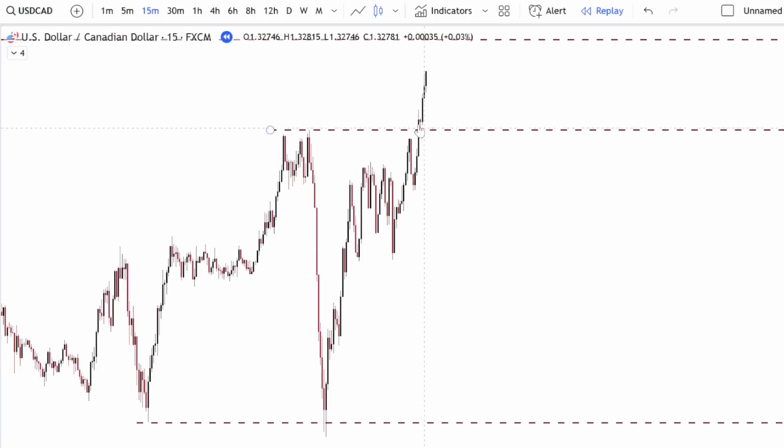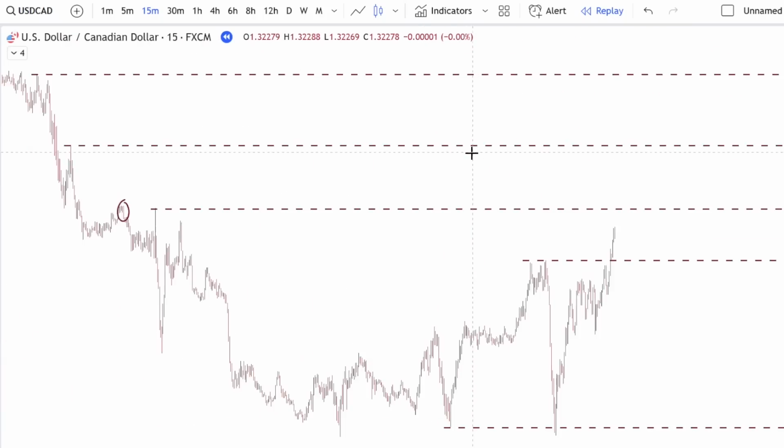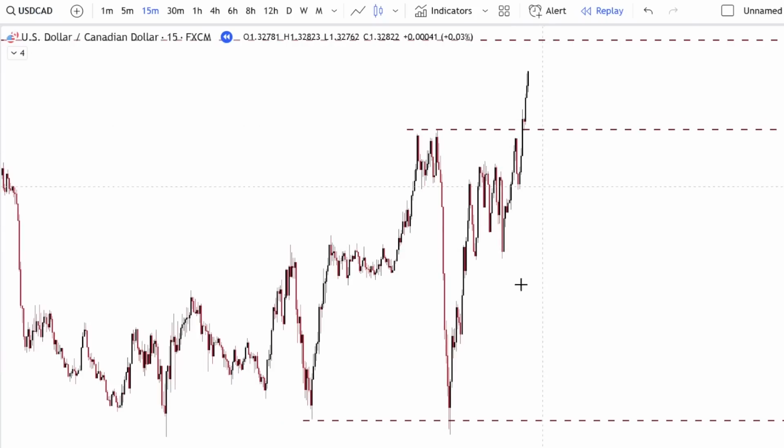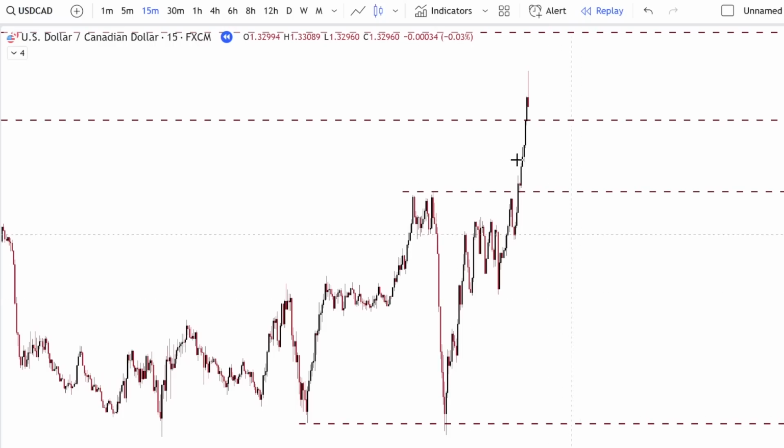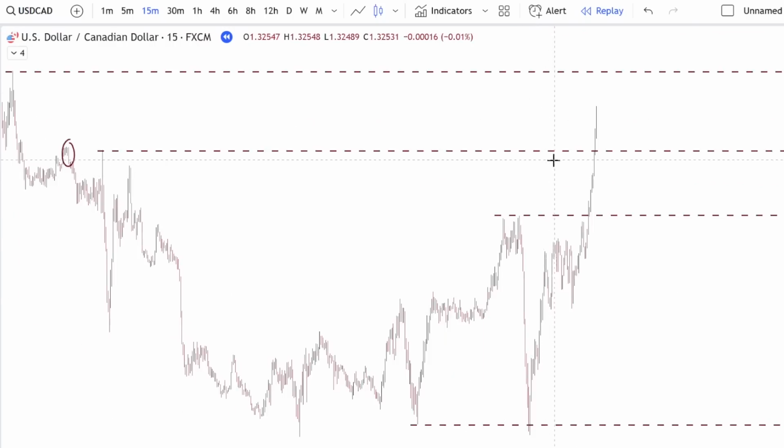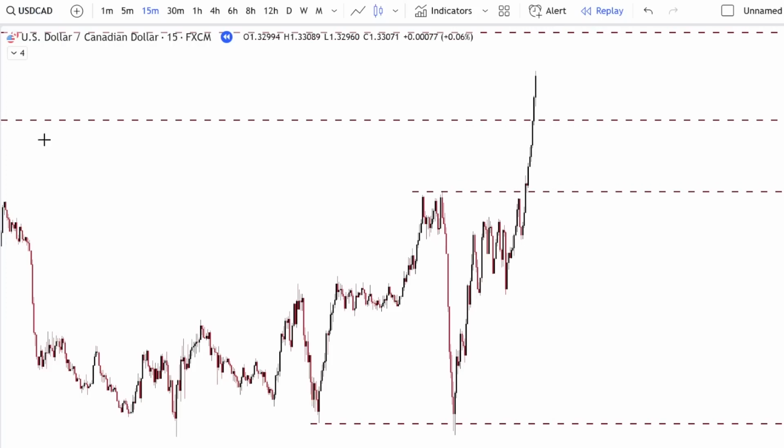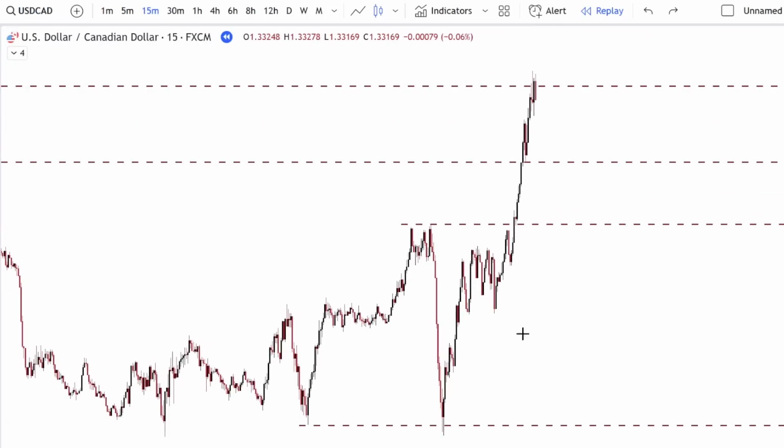So now price took this level and rejected from this level. So what do we know next? We know price is more than likely targeting this level of liquidity, this upcoming level of liquidity. Price took out this level of liquidity and showed us two candles to the bull side. So now what are we targeting? We're targeting this level of liquidity. And now price took this level of liquidity.